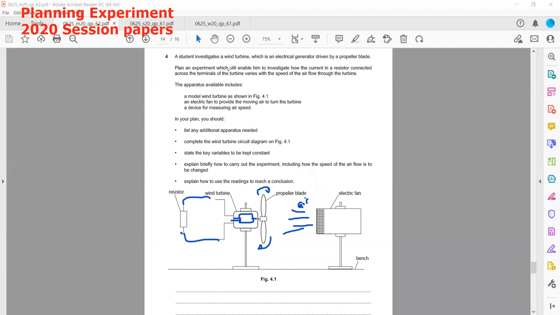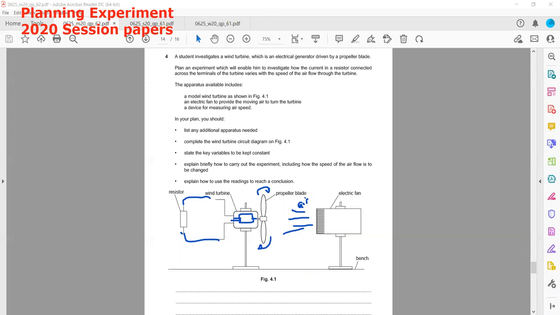The apparatus available, the model of a turbine, is shown in the figure that is given. An electric fan is there for providing moving air to turn the turbine, and a device to measure the air speed is also given, in meters per second. So in your plan, you should include a list of additional apparatus.